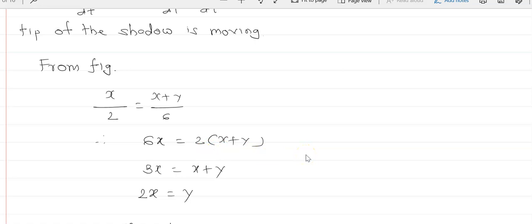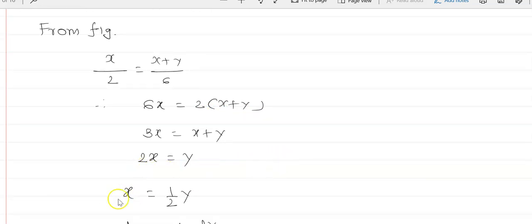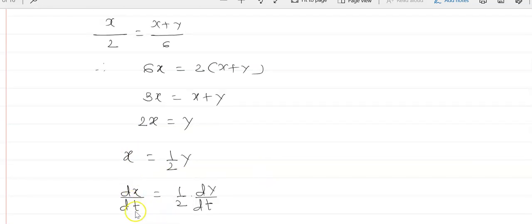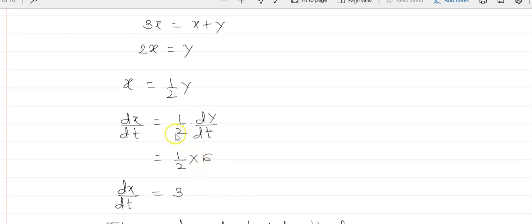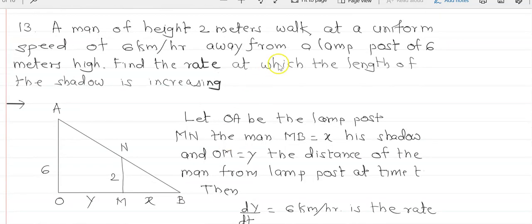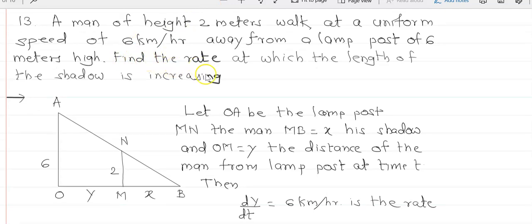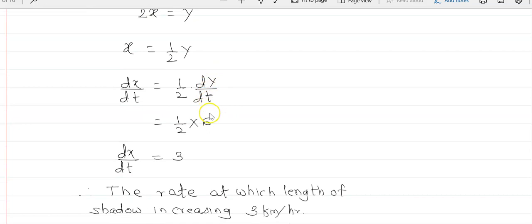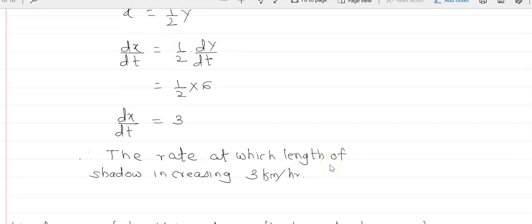Now simplify this. Then you will get 2x is equal to y. Therefore, x is equal to 1 upon 2y. Now differentiate this with respect to t: dx upon dt is equal to 1 upon 2 into dy upon dt. But it is given that the man walks at a uniform speed away from the lamppost at the rate of 6 km per hour, that is dy upon dt. Substituting, dy by dt is 6. Therefore, dx upon dt is 3 km per hour. So the shadow is increasing at 3 km per hour. Now, the next one.